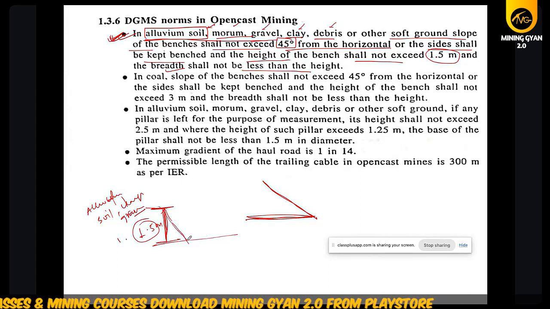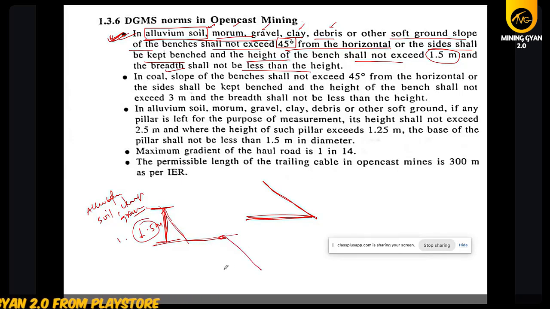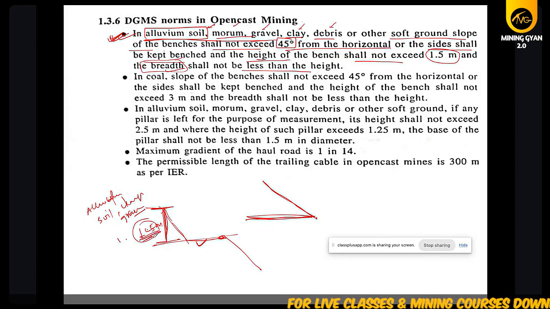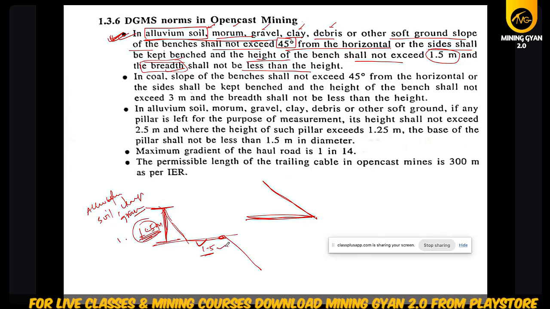And the width is this. So your height and breadth, meaning width, should not be less than the height. Not less than means it should not be that the height is 1.5 and the width is less than 1.5. It should be more than 1.5, not less than 1.5.